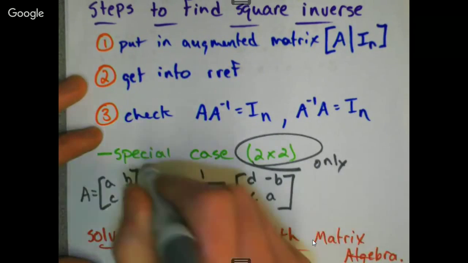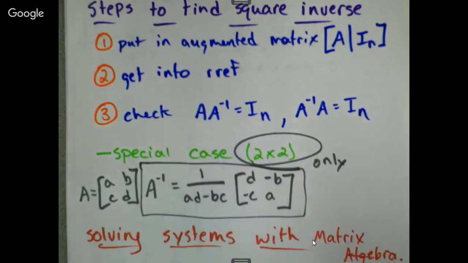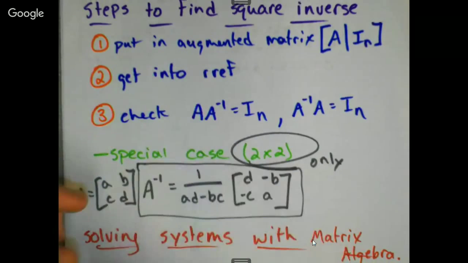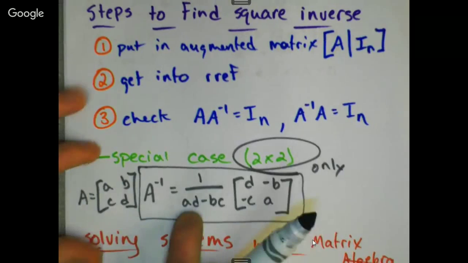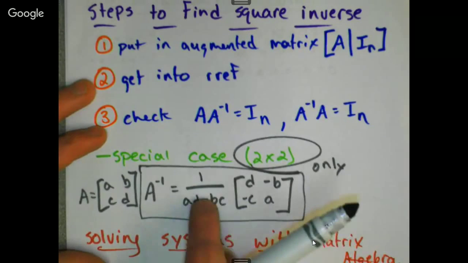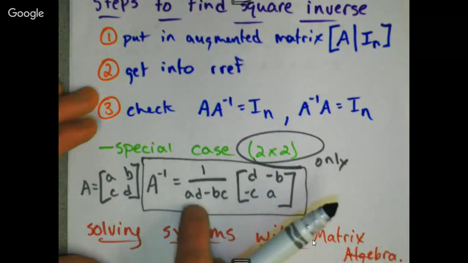Okay. Now, I'm not going to make you memorize this, because it's just a special formula. I can get the same answer doing these steps. But notice right here is the determinant. And if that determinant is 0, this thing doesn't have an inverse at all because I can't divide by 0.